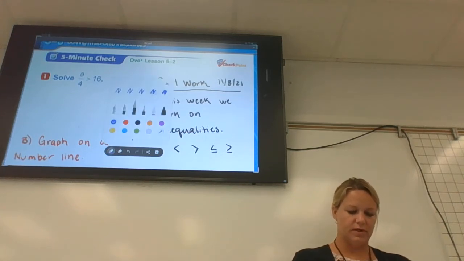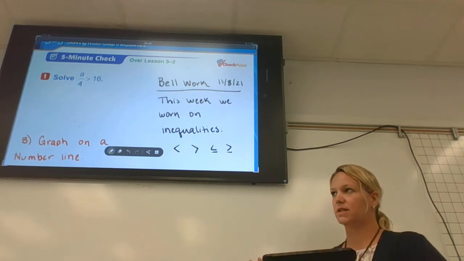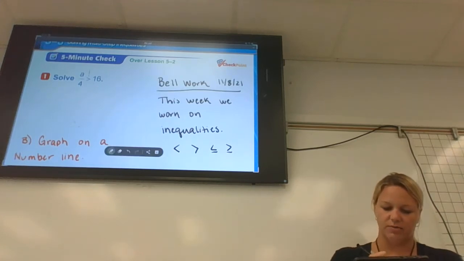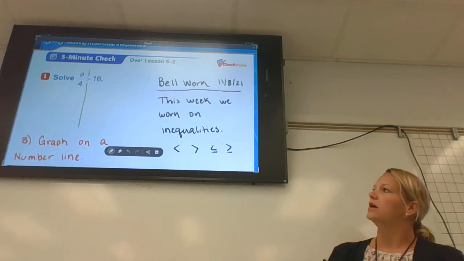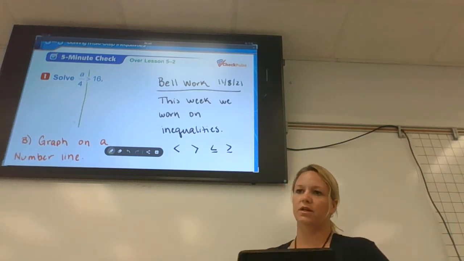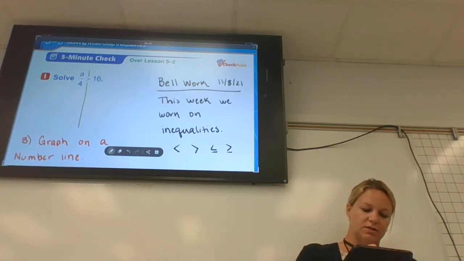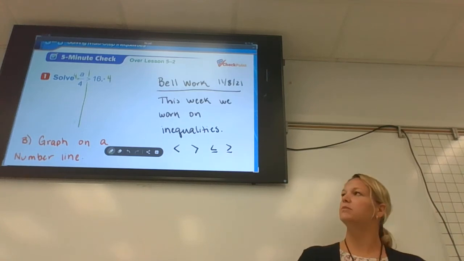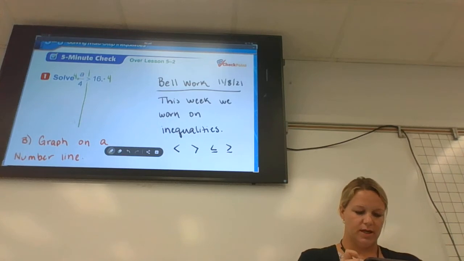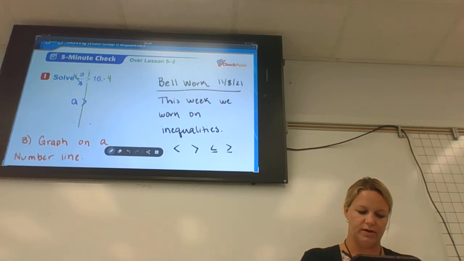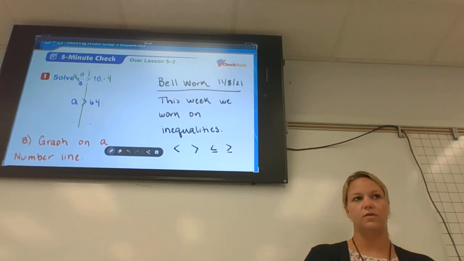Okay, so I'm gonna solve this just like it were an equal sign. I'll put a little line in here. This is a divided by 4, and the opposite of division is multiplication, so I would multiply both sides by 4. And I would get a is greater than 64.